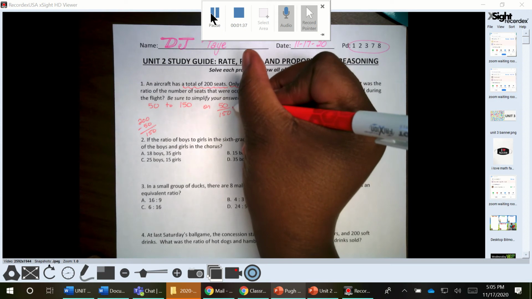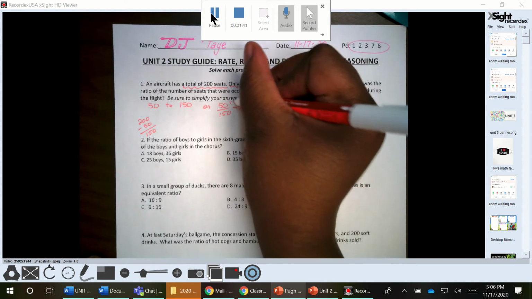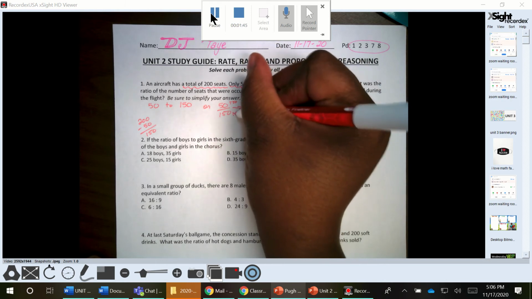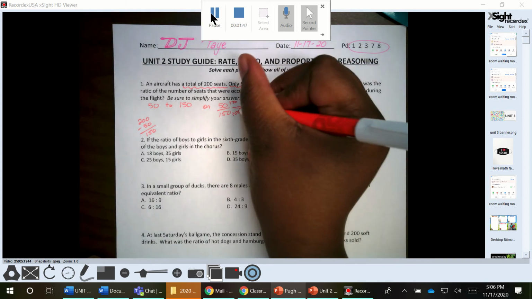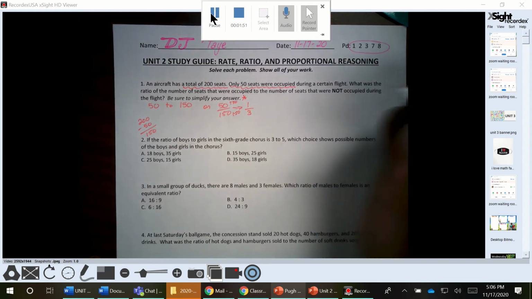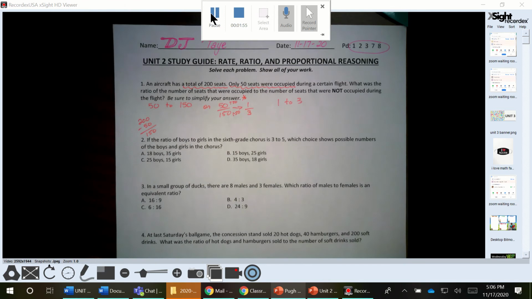So now I'm asking myself, how many 50s can I get out of 50? I could just get one. And then I'm asking myself, how many 50s can I get out of 150? And I can get 3. All right. So my final answer is a 1 to 3 ratio.